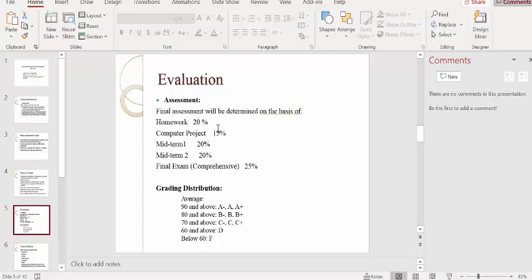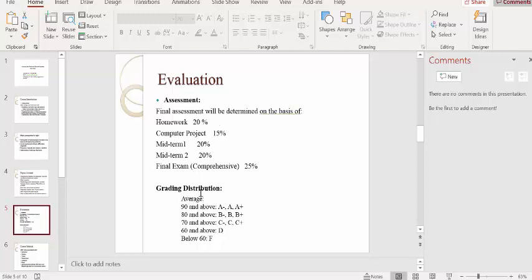And we have two midterms, first midterm and second midterm, each counting about 20%. We have one final exam, which is comprehensive, meaning it includes everything we talk about in the class, and will be about 25% total. So the total will be 100%. So the grading distribution is a policy.